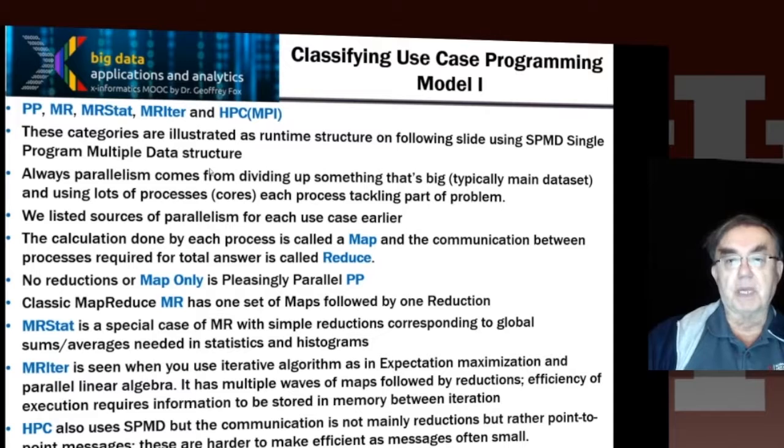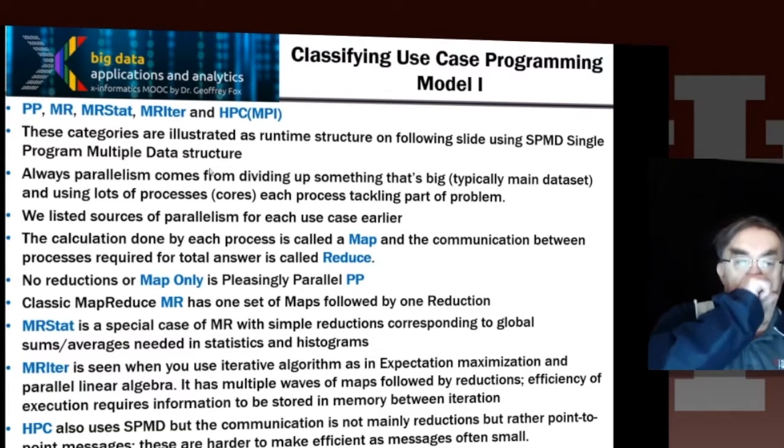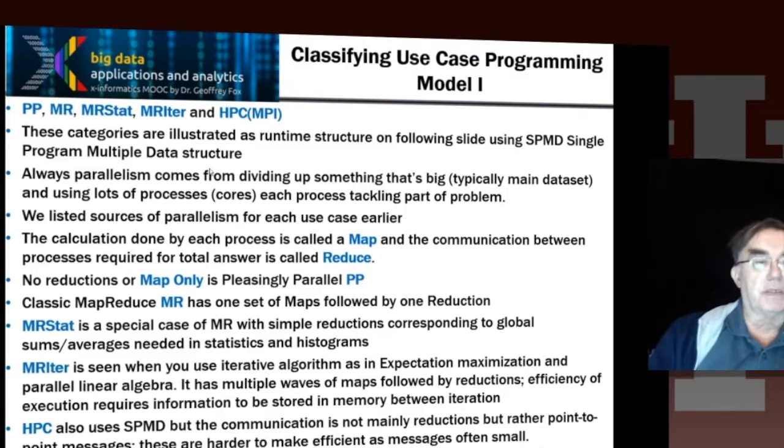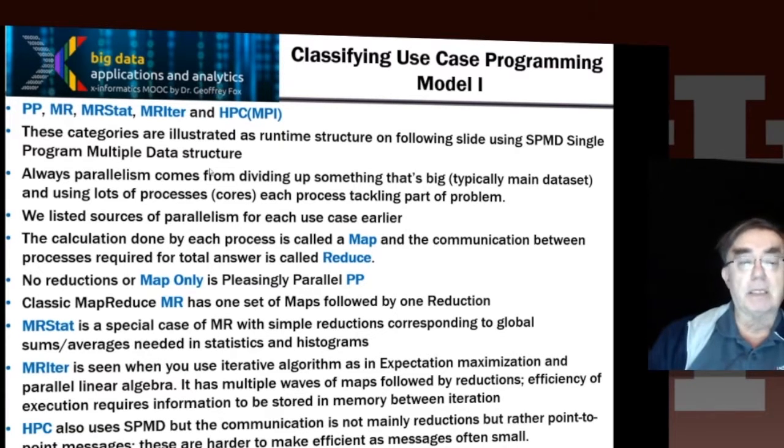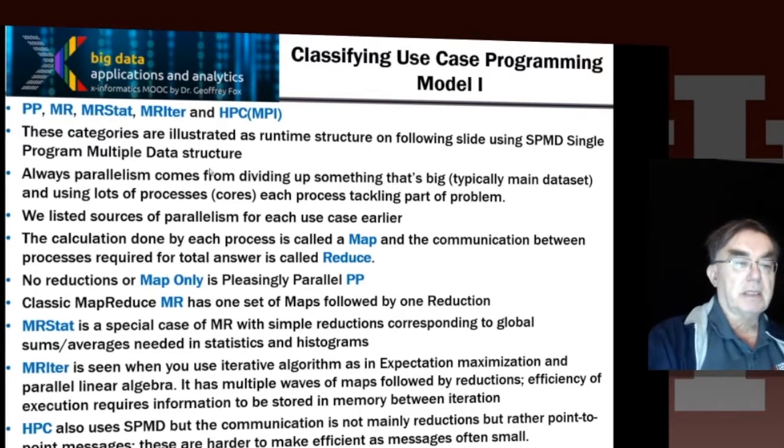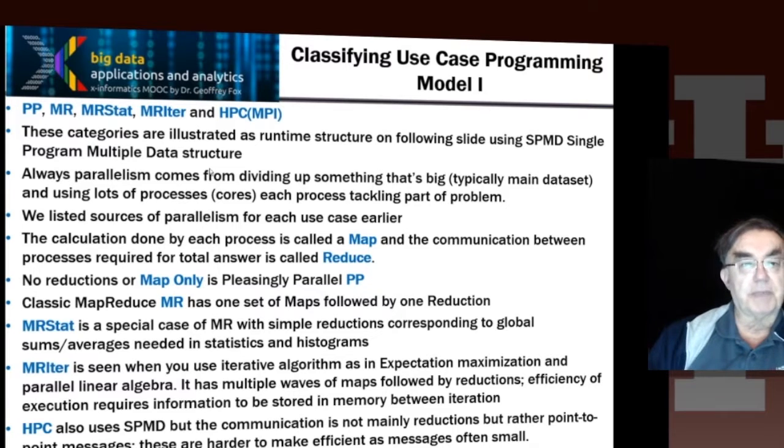We have a famous slide, which is the following slide. It characterizes the various versions of MapReduce and also pleasingly parallel, which is a so-called map only, a special case of MapReduce. And so we have actually 5 types of MapReduce now: pleasingly parallel, MapReduce, MapReduce Stat, MapReduce Iterative, and HPC. So those are all variants of MapReduce with slightly different structure.